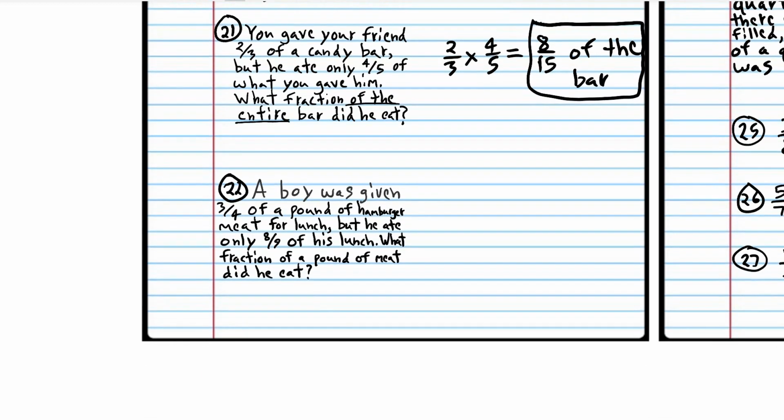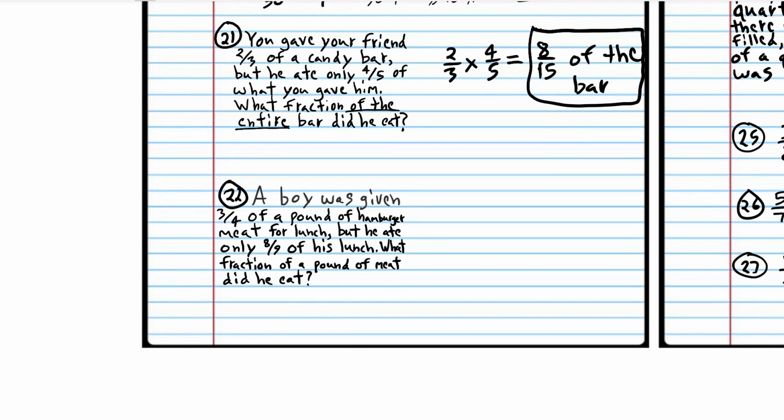So again, you gave your friend 2/3 of a candy bar, but he ate only 4/5 of what you gave him. In order to find what fraction of the entire bar he actually ate, you multiply those fractions. So he ate 8/15 of the entire bar. Now again, we're not looking for what fraction of the part that you actually gave him. We already know that. We know that he ate 4/5 of what you gave him. Okay, that's not what we're looking for.